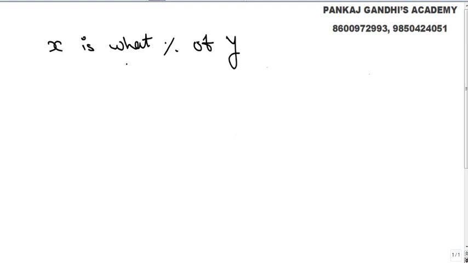Now if the question asked is x is what percent of y, simply the required percentage is x upon y into 100. X is what percent of y?